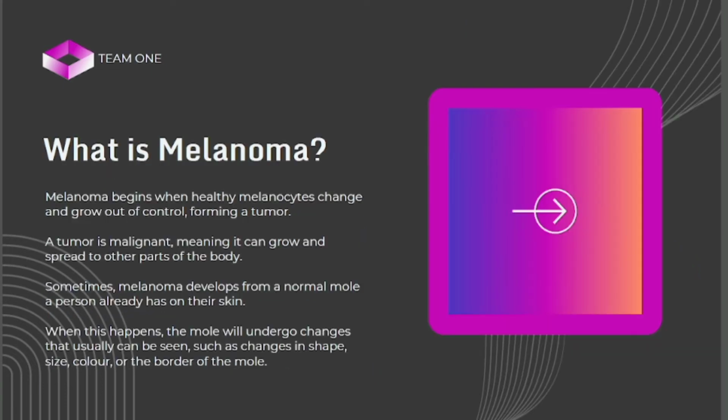To start with, I'll explain what is melanoma. So melanoma is a very serious type of skin disease which develops in the cells that produce melanin and forms a tumor. Tumor can grow and can spread to the other parts of the body as it is malignant. Many a times it gets developed from a normal mole a person already has on their skin.